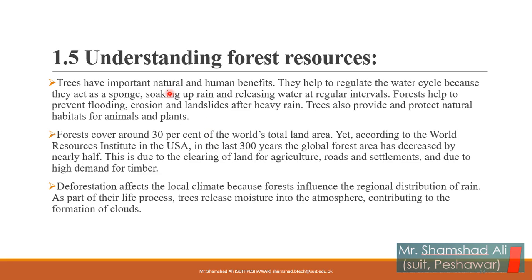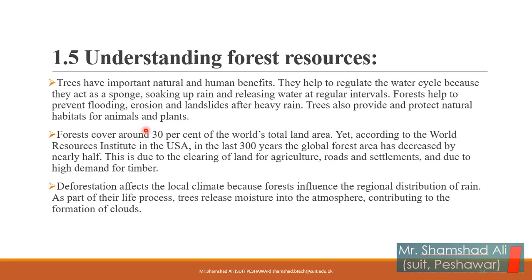Understanding forest resources. The second one is trees. Trees have important natural and human benefits because they provide oxygen for the living. They help to regulate the water cycle as well because they act as a sponge, soaking up rain and releasing water at regular intervals. Forests help to prevent flooding, erosion, and landslides after heavy rain. Trees also provide and protect natural habitats for animals and plants.